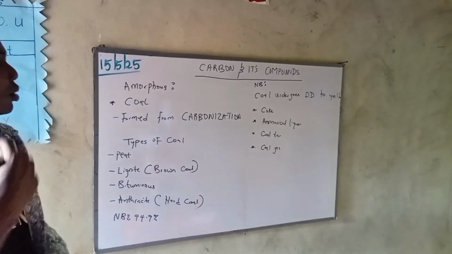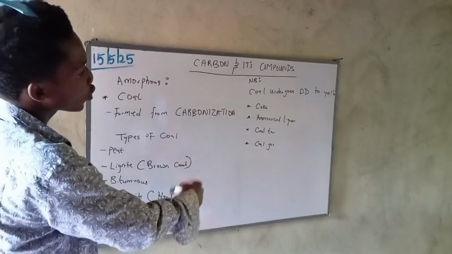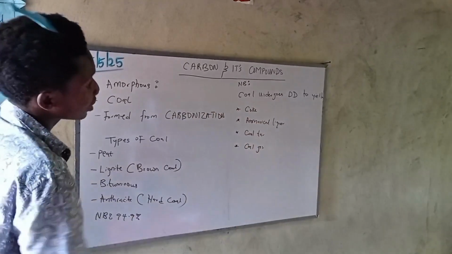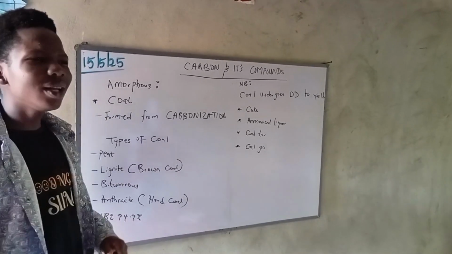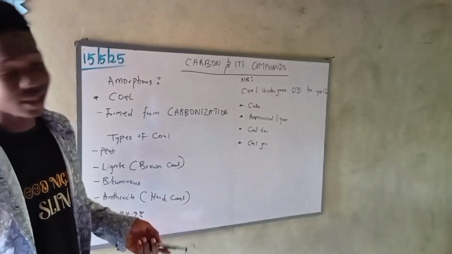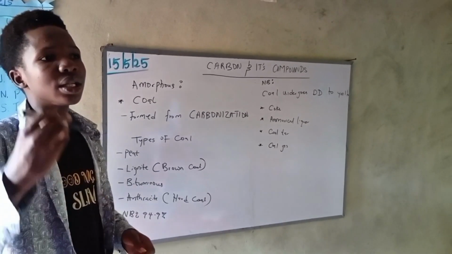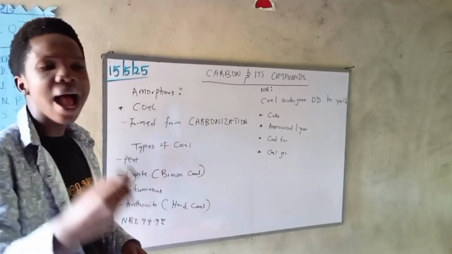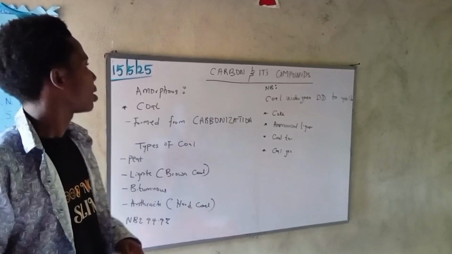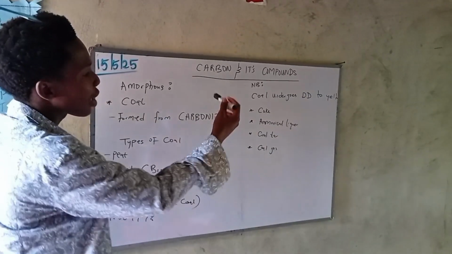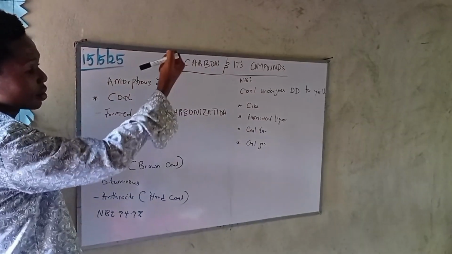Let's move on to the next point. Note also, coal undergoes what I call DDD, destructive distillation, to yield what? If you wonder what destructive distillation is, it is whereby a substance is put under high temperature in the absence of air. So coal undergoes destructive distillation to yield coke. It's not the coke you are drinking.